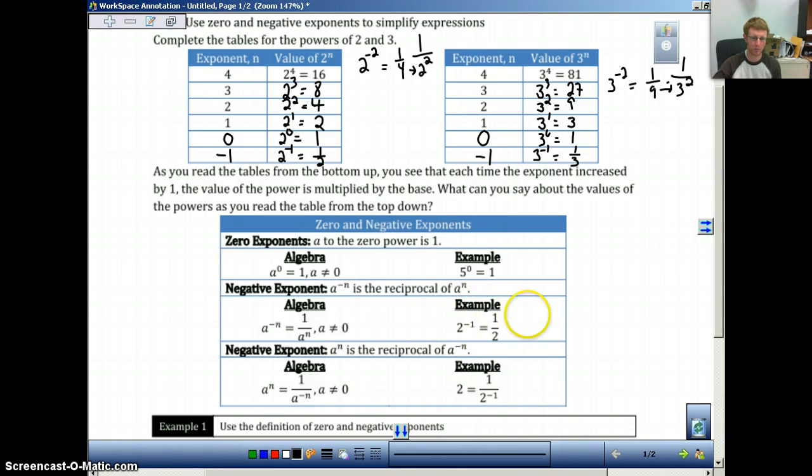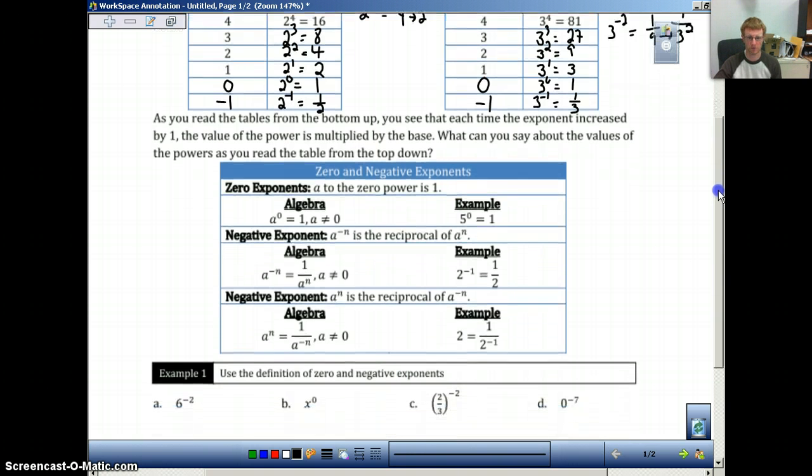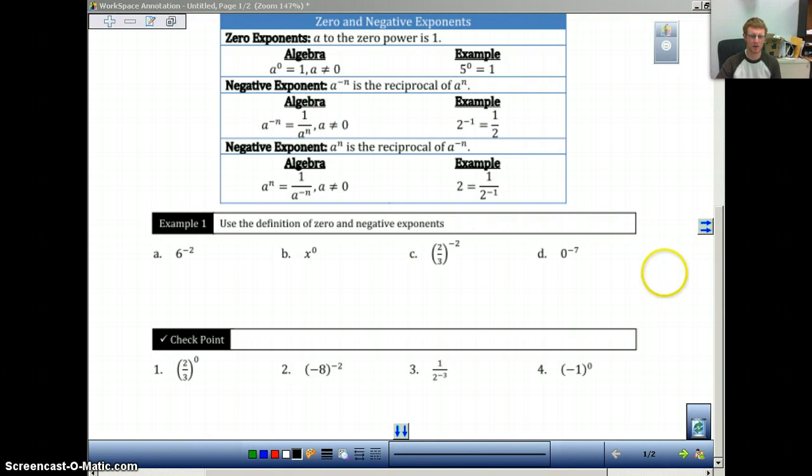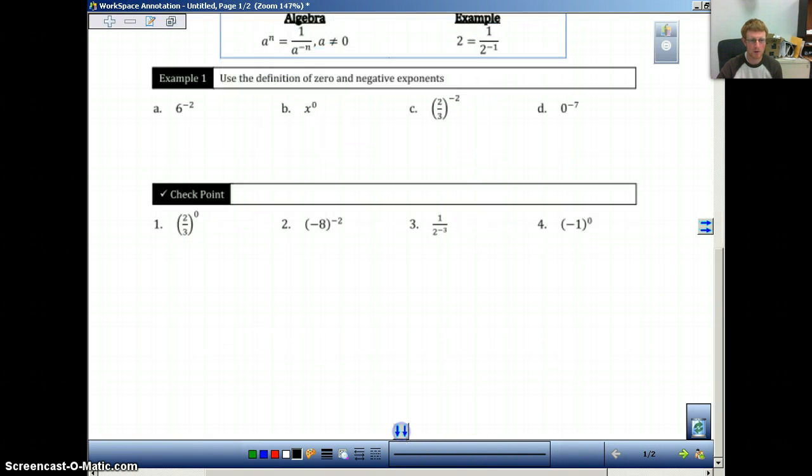Negative exponents are one of the most complicated things for students to understand. So we're going to go through some of these examples as slowly as possible, and obviously we're going to have time in class to work on this as well. So let's see how this works. 6 to the negative 2. Because it's a negative 2 power, I'm just going to rewrite it as 1 over 6 to the 2nd.